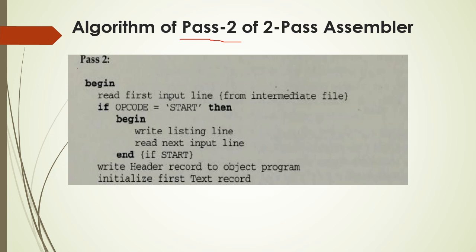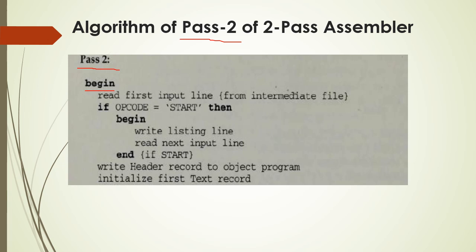So we'll see how this pass 2 will work. What the pass 2 will do. There are 4 operations performed by pass 2 of an algorithm. One is assemble instruction. Second one is generate data values defined by byte, word, etc. Third one is perform processing of assembler directives which are not done in pass 1. Then finally it will write the object program.